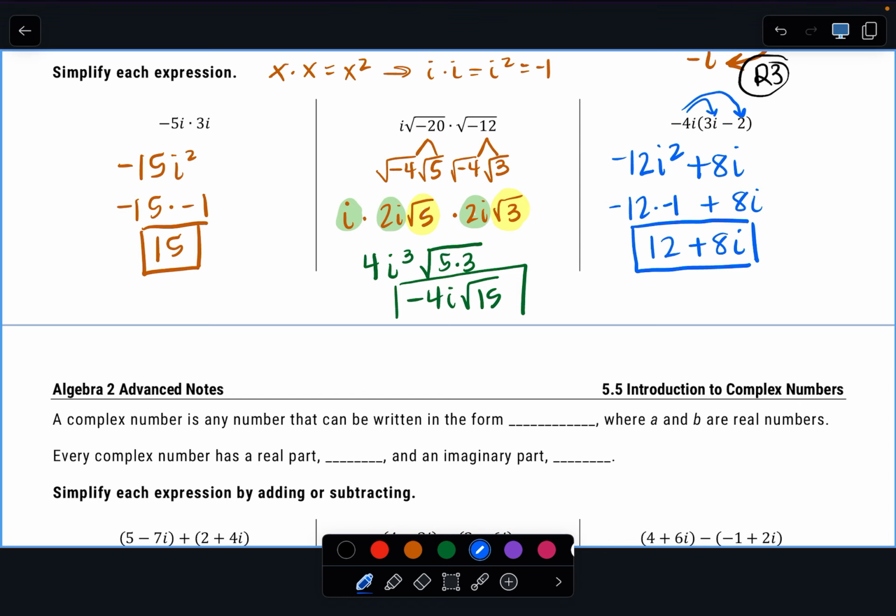You will not combine, so the part in front, the 12, is a real number. No imaginary numbers attached to it. The 8i is an imaginary number. You do not combine them together. Do not make this 20i. You cannot do that. Think of it like doing 2 plus 3x. You don't make that 5x. So you will not do that for imaginary numbers. Let's go to the back.